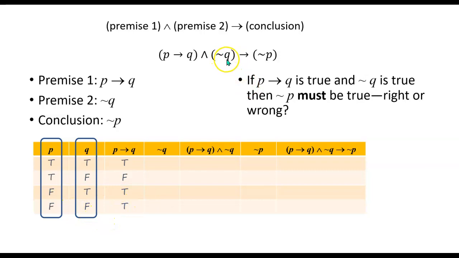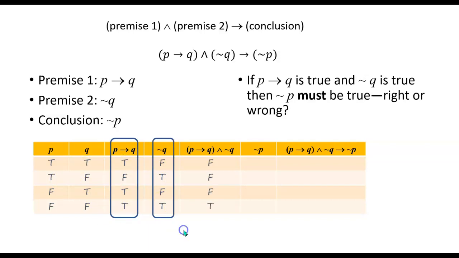We're going to need the value for not Q, so look at Q and just take the opposite or negation of that. Not true is false, not false is true, not true is false, not false is true. Now we've got to AND those two things together. True and false equals false, false and true is false, true and false is false, true and true equals true.